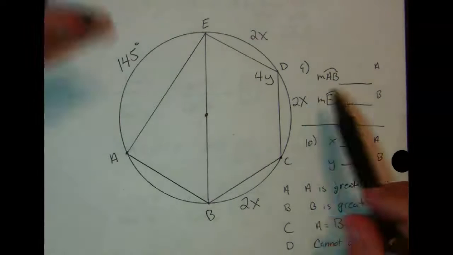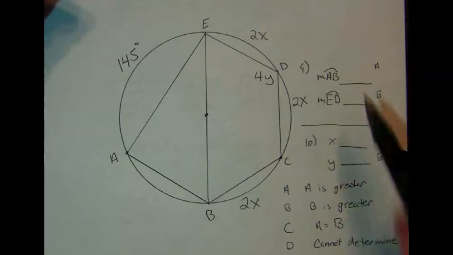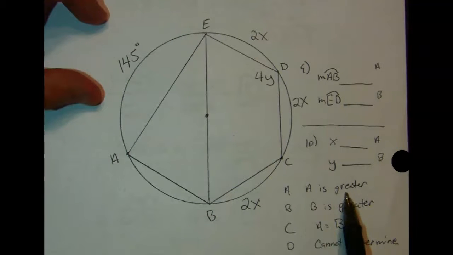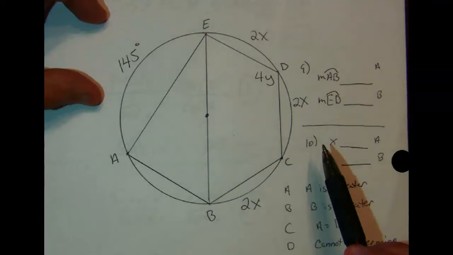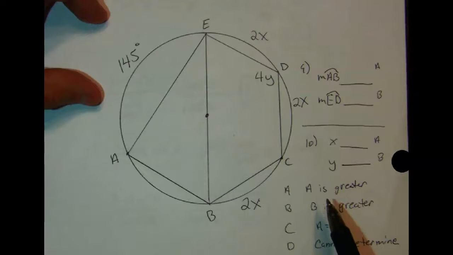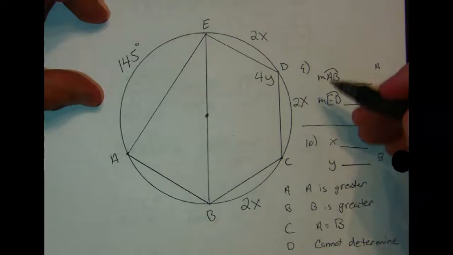Now number 9, you have to determine, is column A greater, B is greater, A is equal to B, or cannot be determined. And then you'll do the same thing for number 10. Is A greater, B greater, A equals B, or cannot be determined. So let's see what we have here.